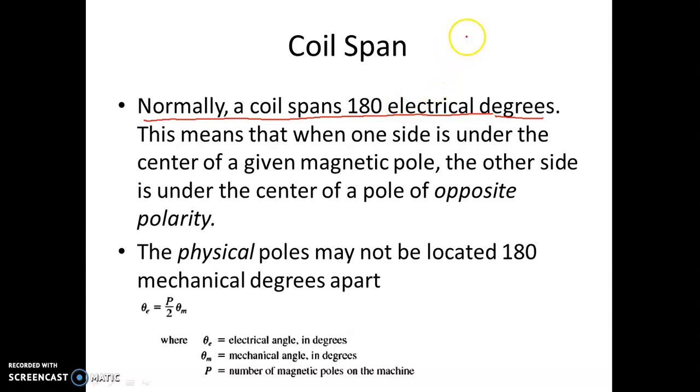So what is the meaning of 180 electrical degrees? Suppose I am writing here two poles. One is a north pole, another is a south pole, and a conductor is here, and this conductor is rotated.